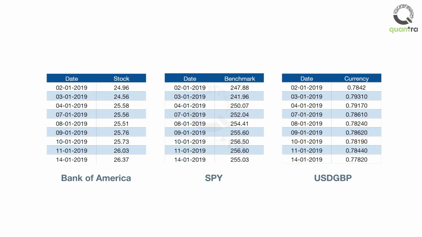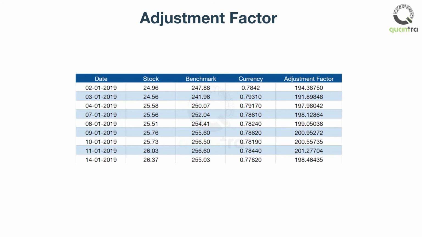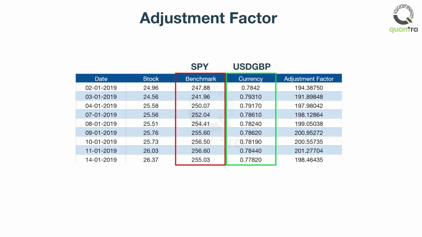We first join the benchmark and currency exchange rate with the stock data as shown here. Once the datasets have been joined, we can safely proceed to calculate the adjustment factor and the relative series. The adjustment factor in this case is obtained by multiplying the S&P 500 benchmark index with the USD/GBP exchange rate.